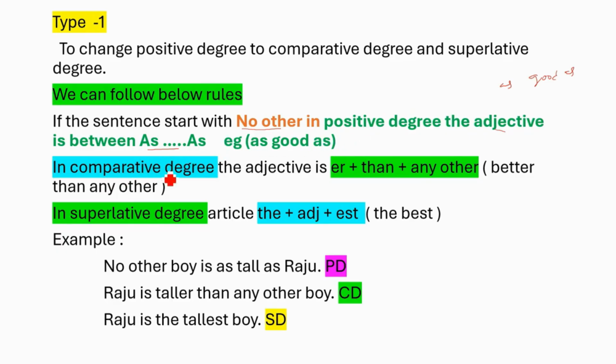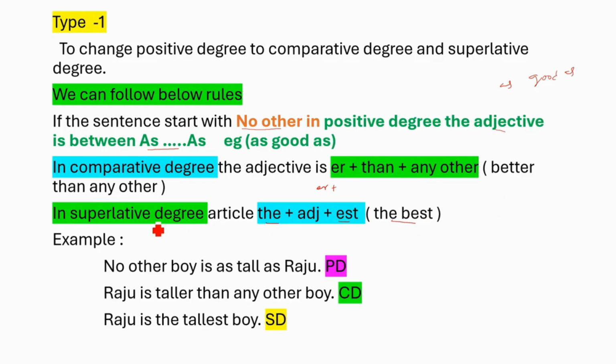Then the comparative degree. In the comparative degree, we add er plus than plus any other. So good, better, better plus than plus any other. Next, the superlative degree. In the superlative degree we use the article the plus est. You can add est: the best.